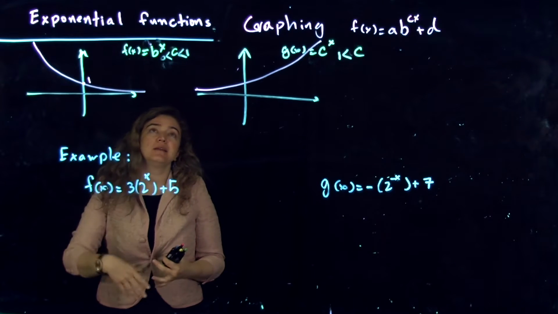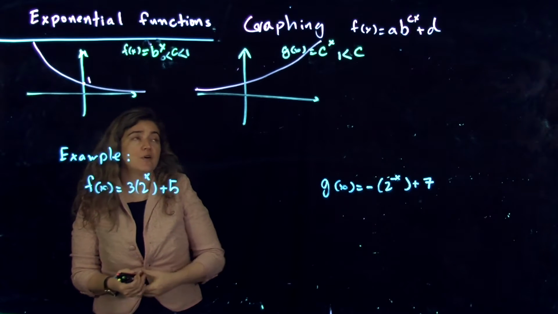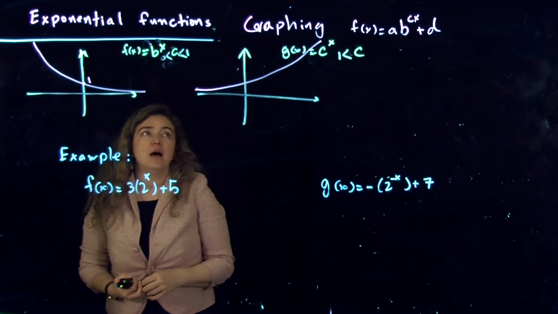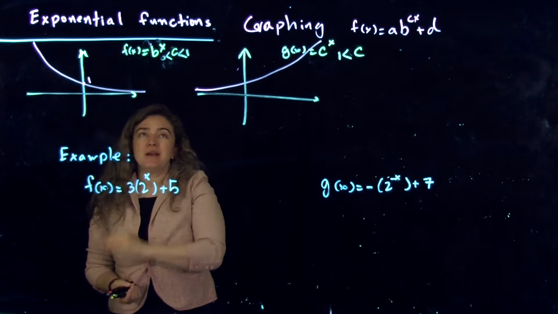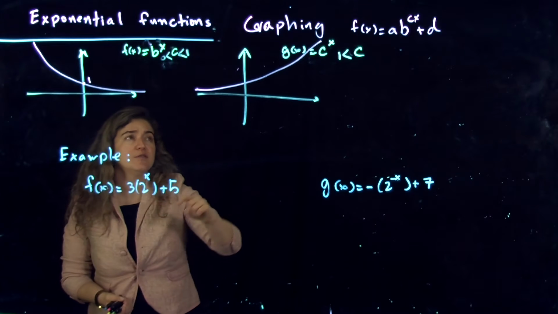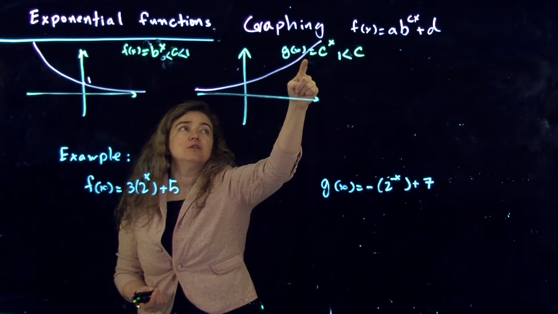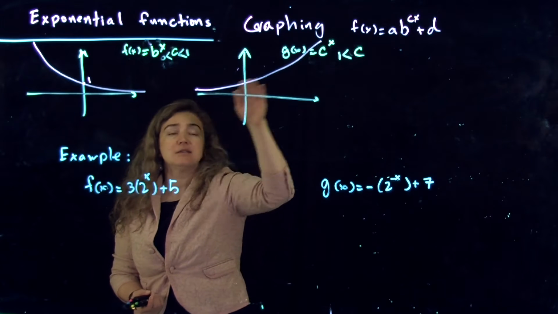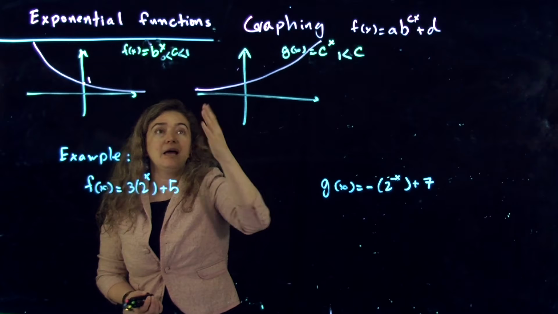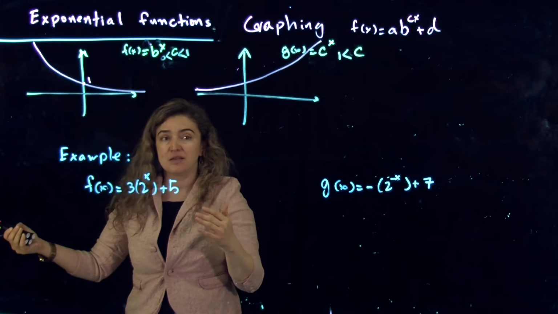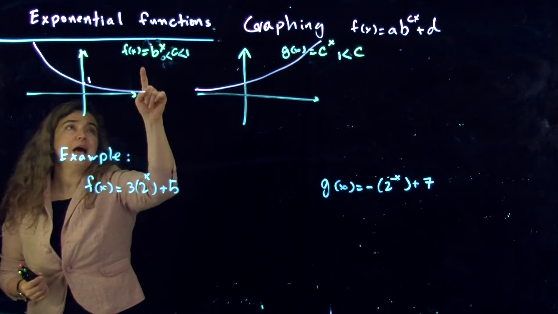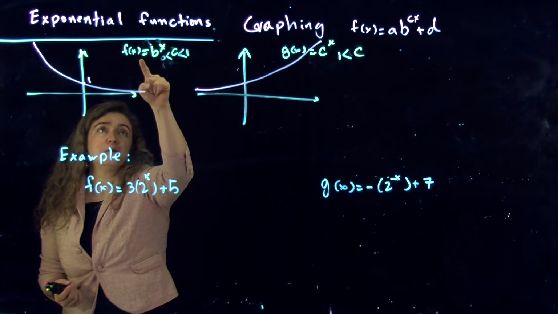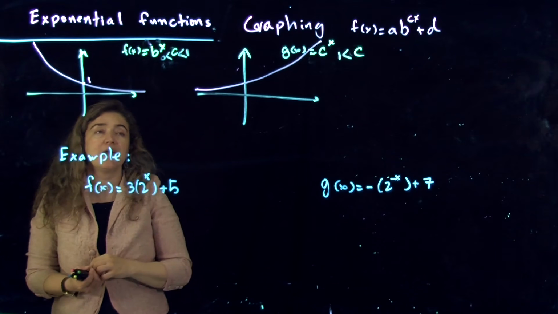This lesson is about graphing the exponential function f of x equals a b to the power cx plus d. Remember the parent functions. If the function is g of x equals c to the power x when c is bigger than 1, it's an exponential growth, and there's an asymptote as x goes to negative infinity. Now, this becomes an exponential decay if the parent function is b to the power x.